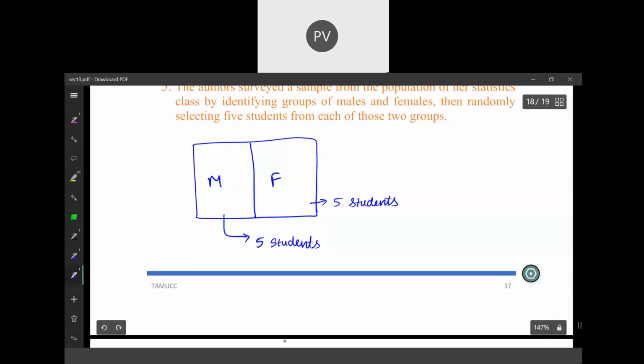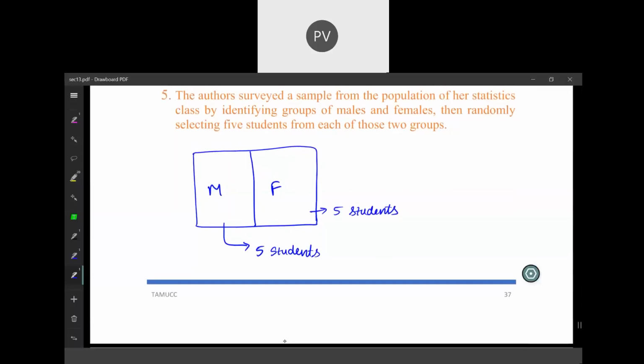That means two groups. She is collecting the sample from all the groups, right? Even though she is not selecting everyone, she is selecting from each group. That means it is stratified. It is not cluster, because in cluster sampling you have to select the entire group, but she is selecting only 5 people in each group. So it is not cluster sampling.